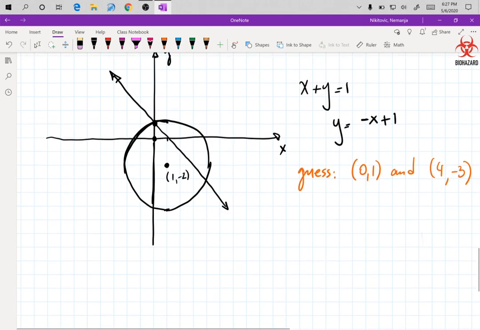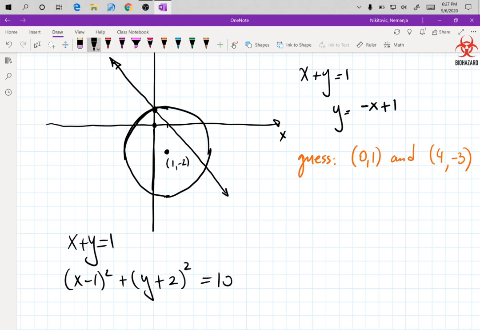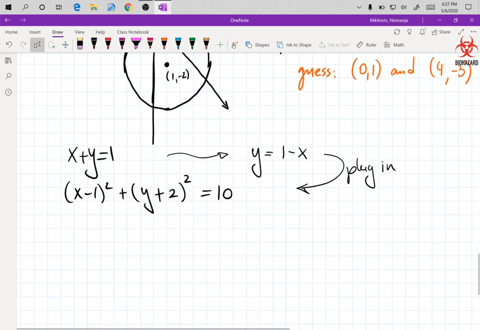Anyway, let's see the way to solve the equations. I have x plus y is equal to 1, and x minus 1 squared plus y plus 2 squared is equal to 10. From the top equation, solve it for x or y, whatever. You can say y equals 1 minus x, and plug in. That's your substitution method. You are substituting 1 minus x for y.